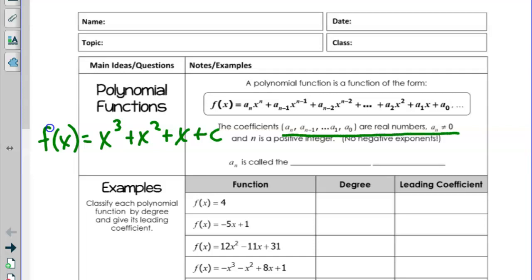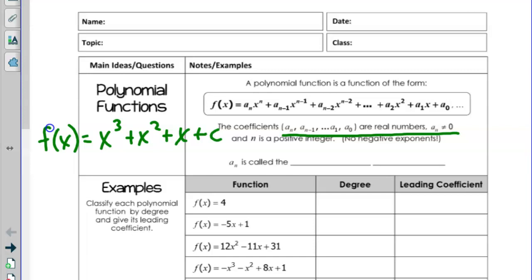A sub n cannot equal 0. Why can a sub n not equal 0? If I put 0 here, what would happen to that whole term? It would just be 0, and then it wouldn't be there.